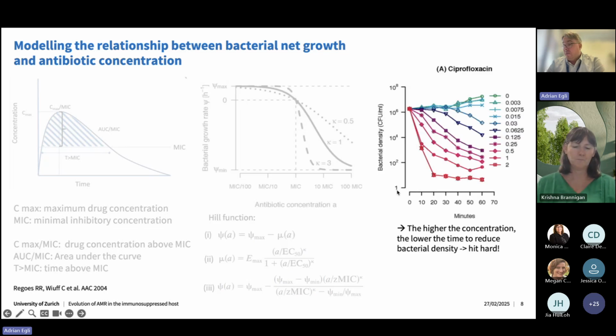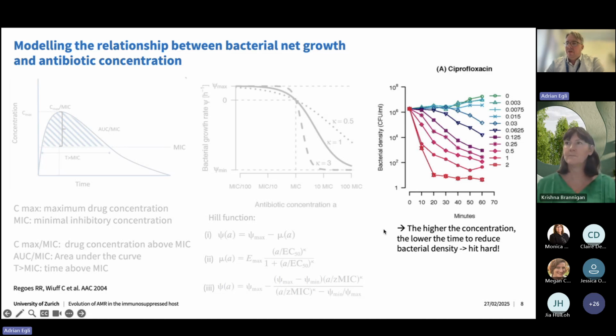And finally, you can also measure this in the lab. You can do so-called time kill curves, where you have the bacterial density plotted here on the y-axis, and you measure over time how much bacteria die. And you see here different antibiotic drug concentrations, in this case ciprofloxacin. So if you give 2 micrograms per milliliter, you see here a very steep decline, and when you have lower concentration, the decline is not as steep. So the higher the concentration, the lower the time to reduce bacterial density.